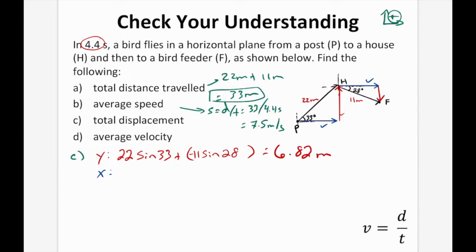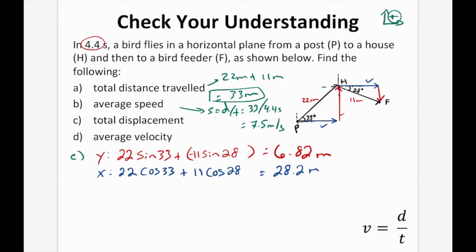So let's take a look at the x. The x are both going right, so we know they're both going to be positive. So we're going to have 22, this is the adjacent side, so it's cos 33, plus 11 cos 28. And that gives us 28.2 meters.